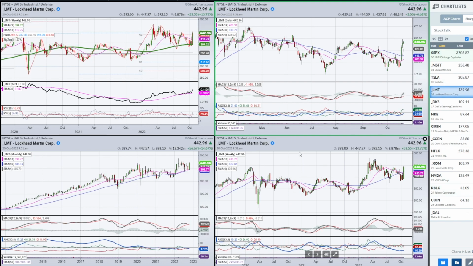Now, let's look at something a little bit different. I mean, look at the pattern here. This is pretty attractive. This came back to support. Yeah, it overran a little bit, but it found support at two rising moving averages. Now, they're not separated by that much, but they both are rising, and the 18 is above the 40 on the monthly. Notice how the MACD held its signal line on this pullback.